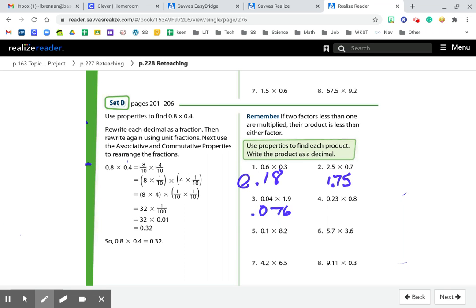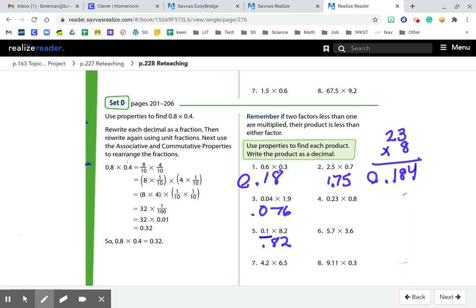As I'm going down here, 1/10 times 8.2. Remember, when we multiply by 0.1, the decimal goes in the other direction. So we wind up with 0.82. Let's see. The rest of these we're going to actually have to figure out. 23 times 8. 23 times 8 is 184, and we have 3 digits in decimal place value.